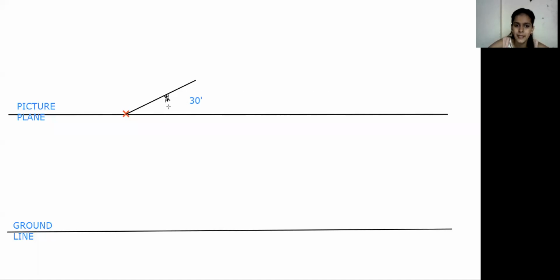and drawing a line. And make sure you are drawing with the light pencil, because we need to highlight only our perspective view. So here the angle is 60 degree.